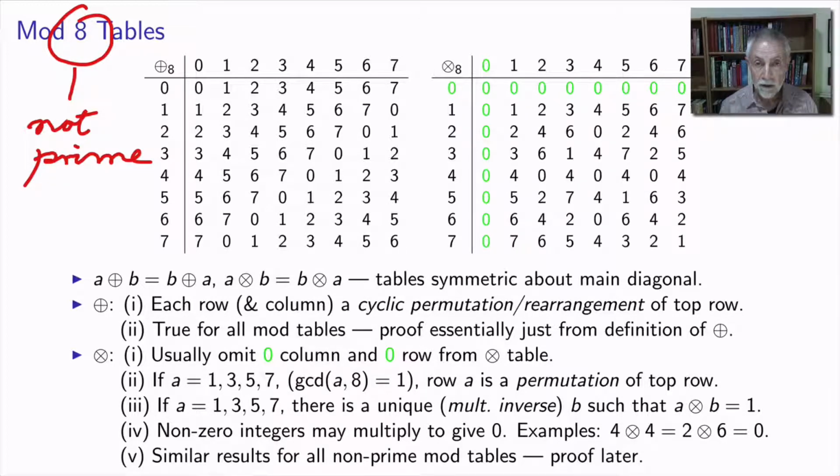The essential point, as I said before, is that 8 is not prime, and the good rows are those rows corresponding to numbers A, 1, 3, 5, 7 in this case, which are relatively prime with 8. In other words, such that their greatest common divisor with 8 is equal to 1. And something similar will happen in the case of all non-prime multiplication mod tables.